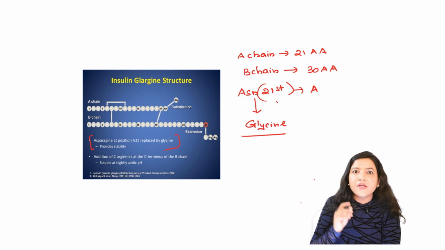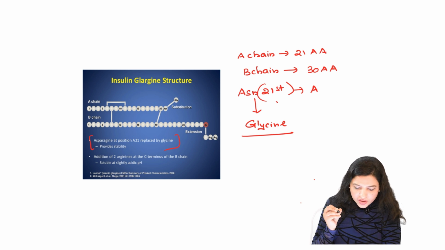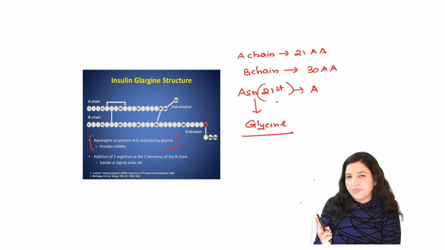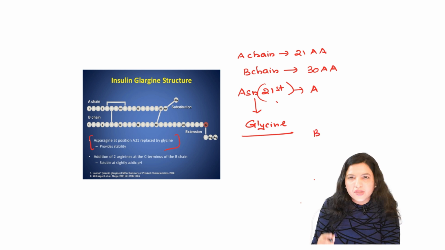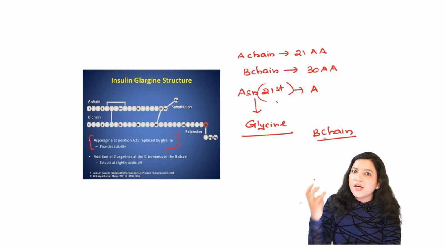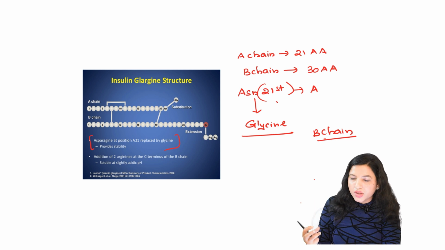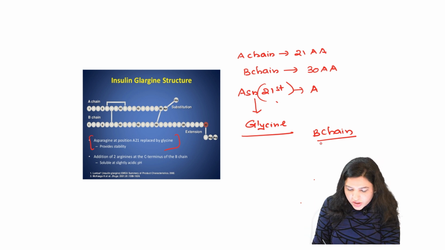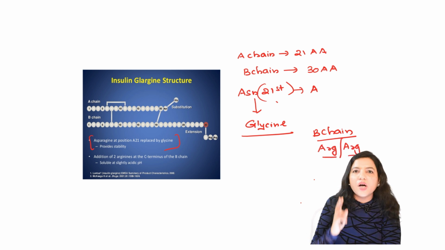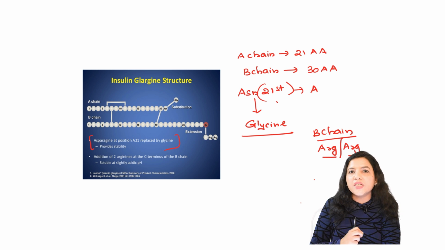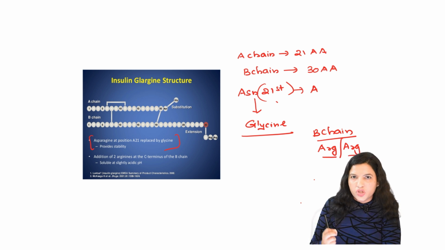Okay, so that is a substitution. And one more thing that happens is, we know that in the B chain there are totally only 30 amino acids. So in glargine insulin, 2 extra amino acids are added at the 30th position, that is, 2 arginines are added to the 30th position of the B chain.